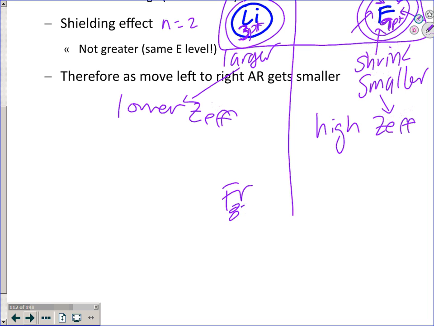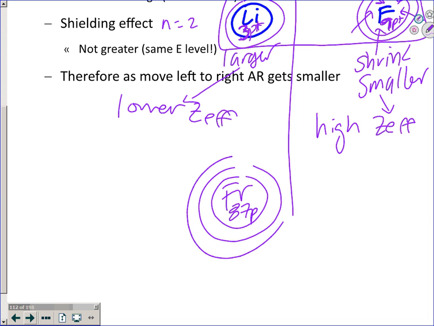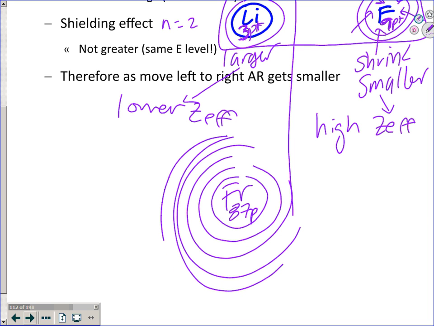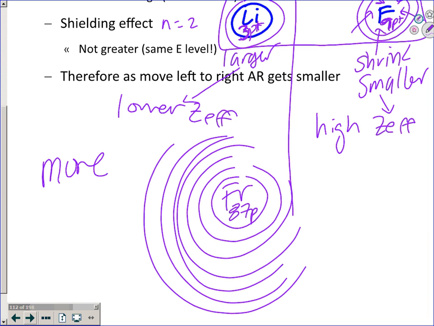Energy levels. 7, you say? 1, 2, 3, 4, 5, 6, 7. I can't make this any more obvious. Why? Why in the heck is francium naturally bigger than lithium? Because it has more energy levels within its electron cloud. It has nothing to do with the protons.